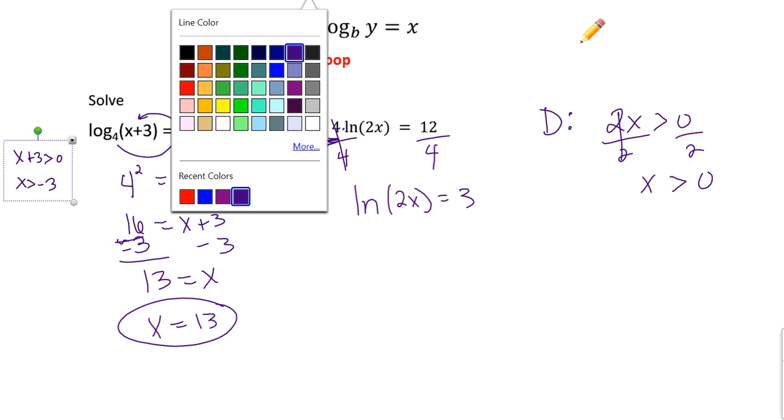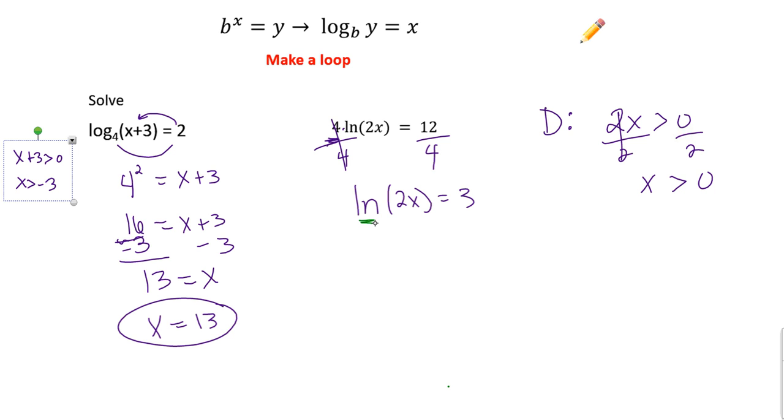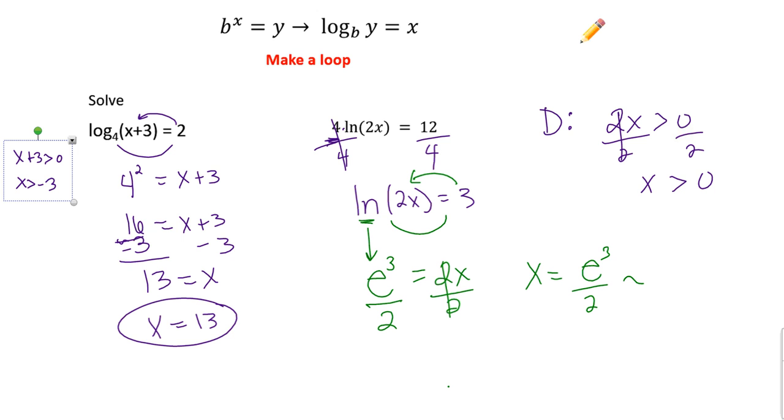All right, we're going to solve. It's a single log, right? Just ln. So we've got to convert, you have to convert to exponential. Well, we know that ln automatically means e. The 3 goes up there, and the 2x goes over here. Finish solving, divide by 2. X is equal to e to the third divided by 2, which is about 10.0427. So we'll say 10.04.